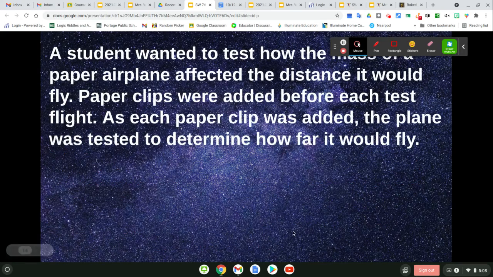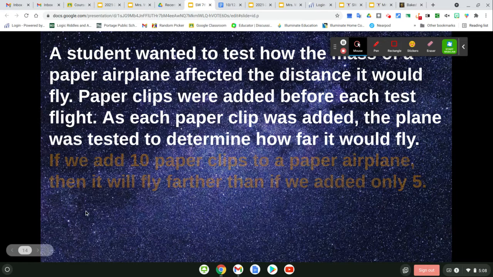Second scenario, a student wanted to test how the mass of a paper airplane affected the distance it would fly. So if it has more mass, will it fly farther? If it has less mass, will it fly less far? Or the opposite, if it has more mass, will it fly less far than if it was less mass? It could go either way, so you would have to test it out. So they added paper clips before each test flight. As each paper clip was added, the plane was tested to determine how far it would fly.